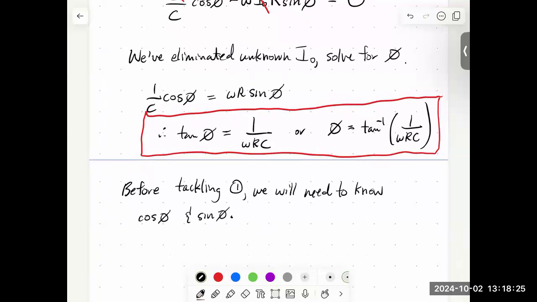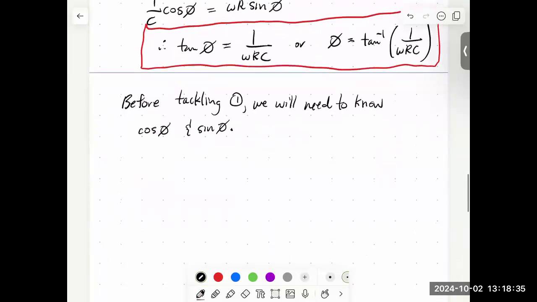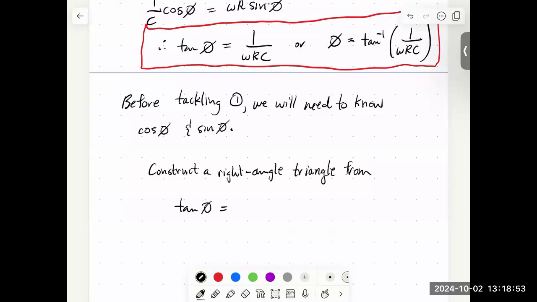So here's where we're going to be a little bit clever. We know tan phi, it's right here, and we know some properties of tan phi. So what we're going to try to do is construct a right angle triangle from tan of phi. And we know SOHCAHTOA, right? Tan is opposite over adjacent. And we know tan phi is also 1 over omega RC.